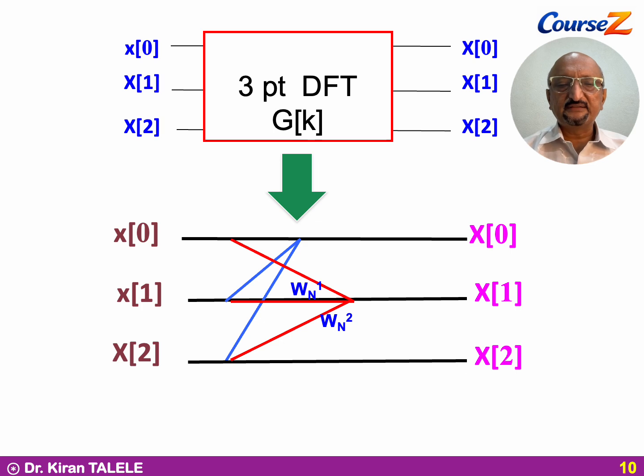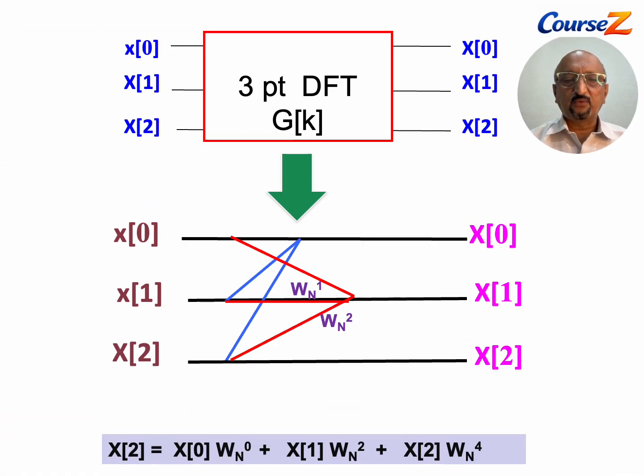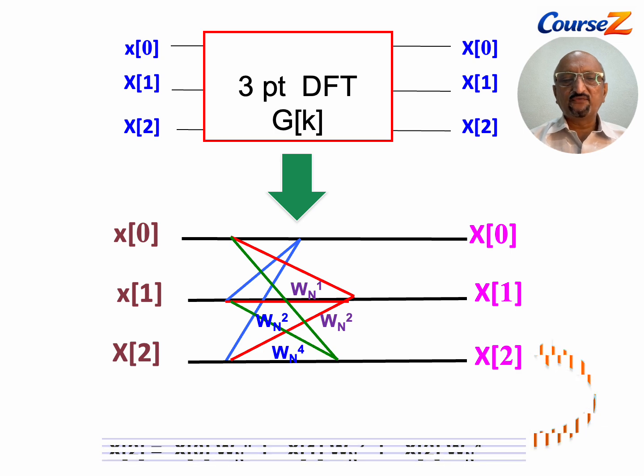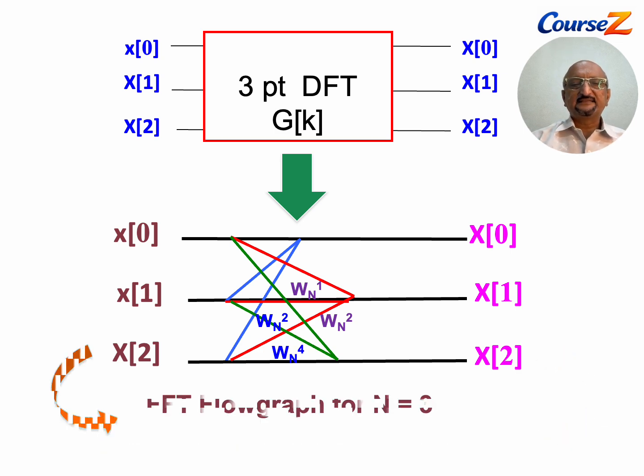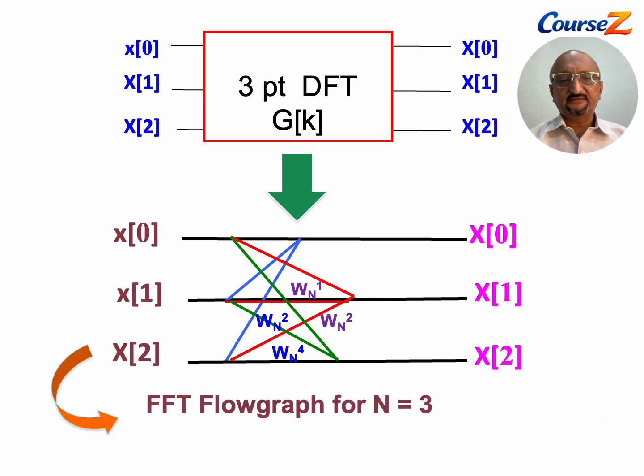And the last expression for X of 2: x of 0 plus x of 1 into W_N raised to 2, x of 2 into W_N raised to 4. This is the FFT flow graph for N equal to 3.